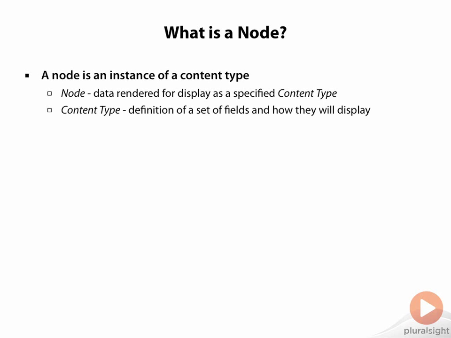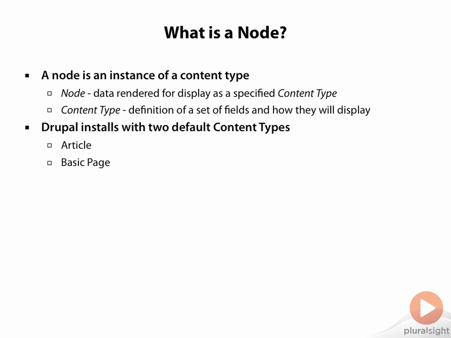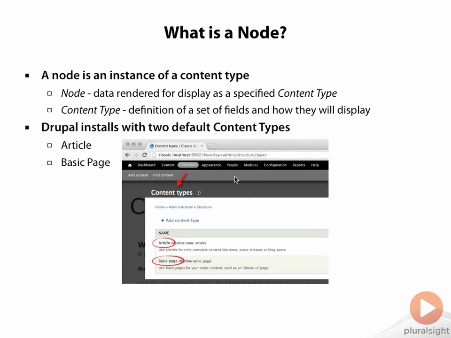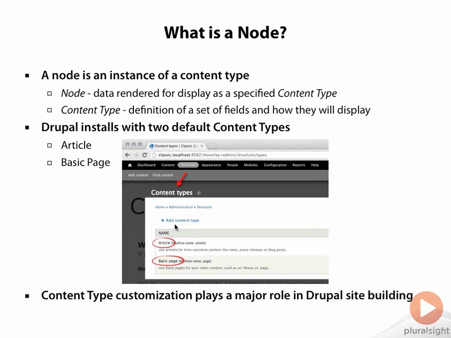A content type says what fields should be available for a piece of content and how they are going to display. Drupal installs with two default content types, an article and a basic page. You could find the definitions for these content types on the Structure menu on the Content Types page. Article and basic page are here, but you could also add additional content types. The whole process of designing and implementing new content types plays a major role in Drupal development, and we'll be looking at that more throughout the course.